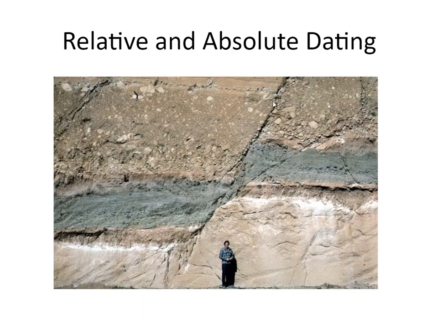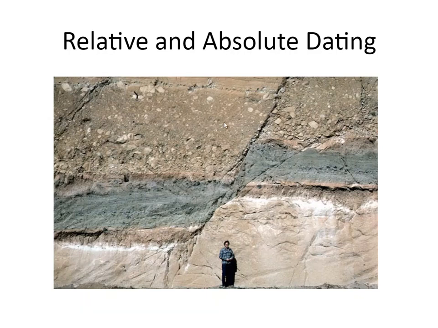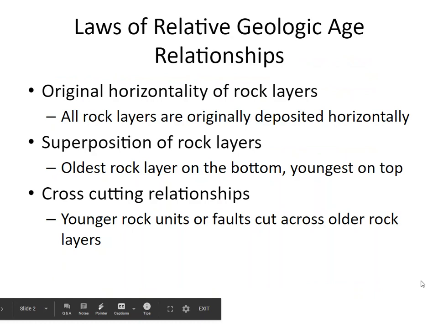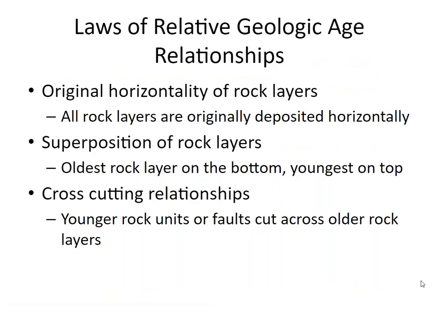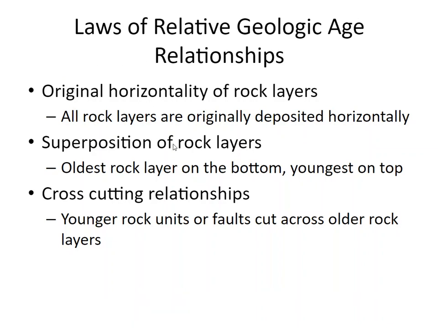And then we know that this fault that you see running right through here, follow the cursor, is younger than all three of these layers because it breaks all three of them. Okay? And that logic has some fancy names in geoscience that sound more complicated than they are. These relative geologic age relationships are called original horizontality, superposition of rock layers, and cross-cutting relationships.